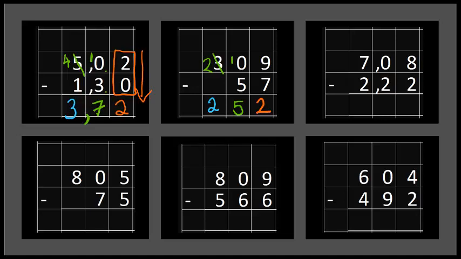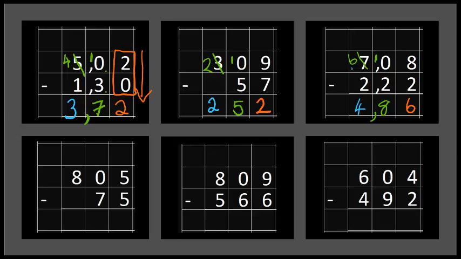Third sum. 7 rand and 8 cents minus 2 rand and 22 cents. 8 minus 2 is 6. 0 minus 2 is not possible, so we need to borrow. 7 becomes 6 and 0 becomes 10. 10 minus 2 is 8, and I put my decimal sign there. And then 6 minus 2 is 4. Okay, next question.